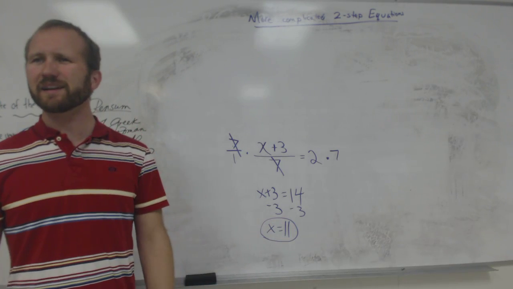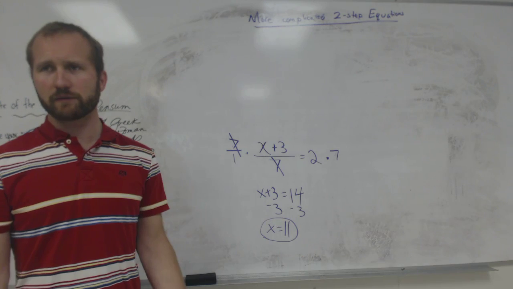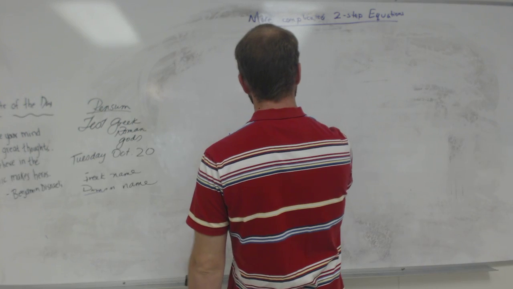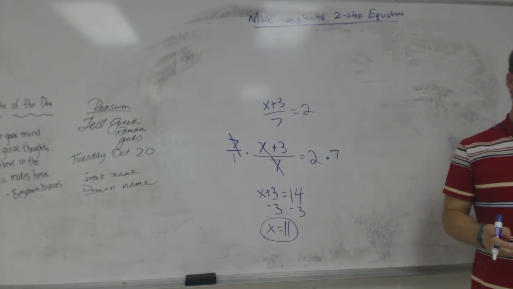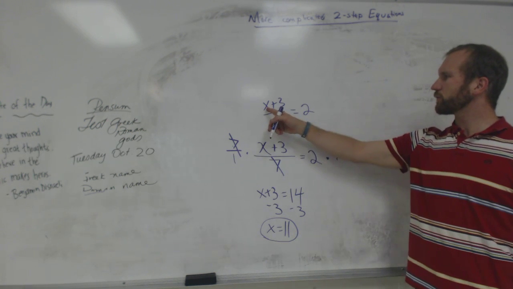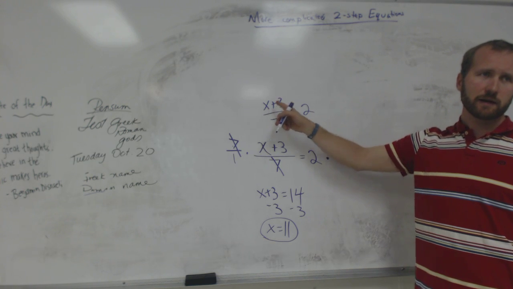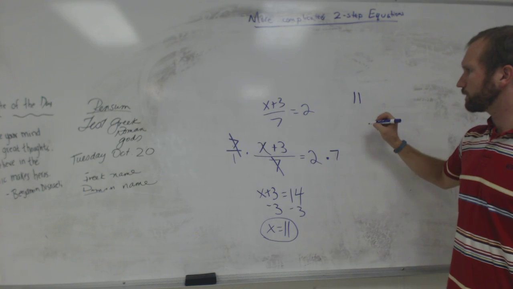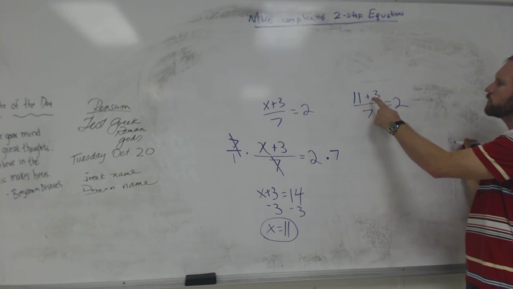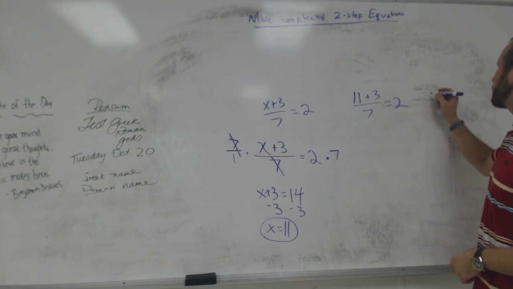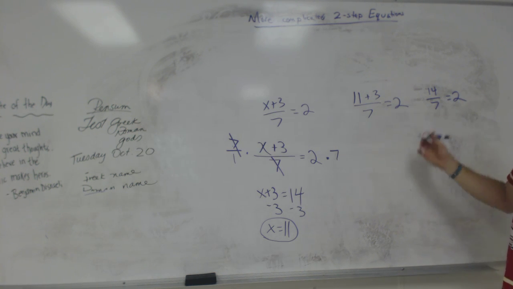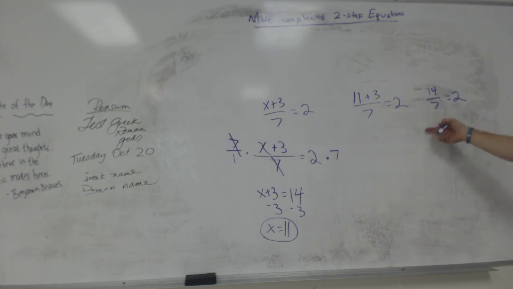Now let's say you don't believe that. You're like, no way, x can't be 11. I would recommend that you go back to this original problem and you plug in x. I think x is 11. So I'm going to rewrite this problem, but instead of writing x, I'm going to write 11. Everything else I'm going to write the same. So now I have 11 plus 3, which is 14, over 7. See, I told you it wasn't correct. This one's 14 over 7, and this one's 2.